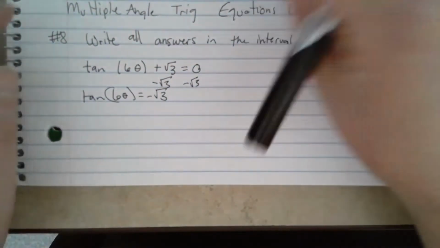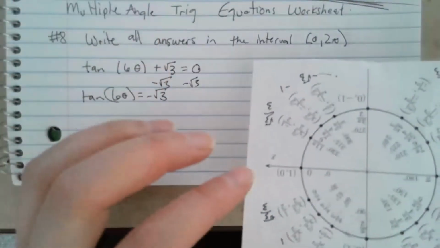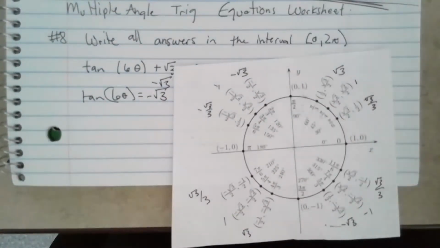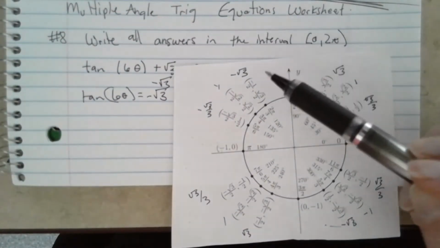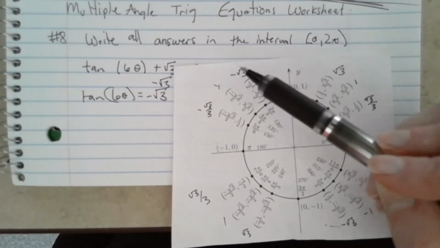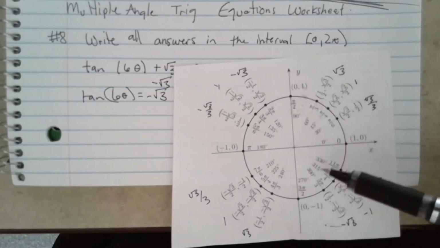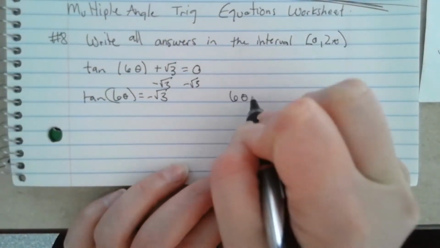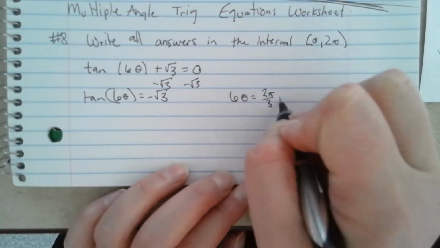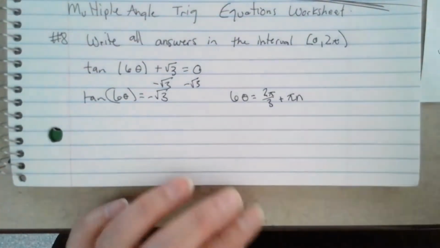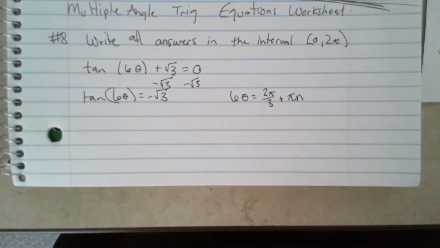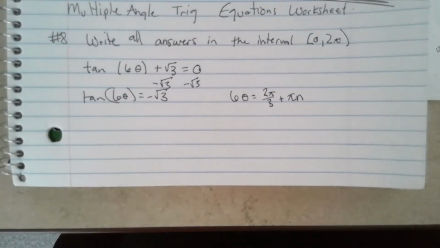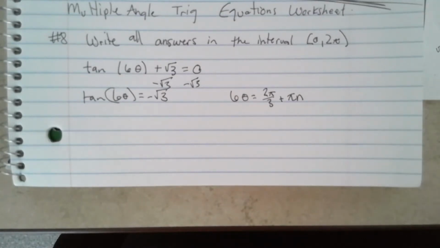So I'm going to use my unit circle and figure out where tangent is negative square root 3. And I've already written through all my tangents. So tangent is negative square root 3 at 2 pi thirds and at 5 pi thirds. So I'm going to say 6 theta equals 2 pi thirds plus pi n. Okay, and we're going to use pi n because that's usually the cycle. Remember, tangent has a cycle of pi, and sine and cosine have a period of 2 pi.